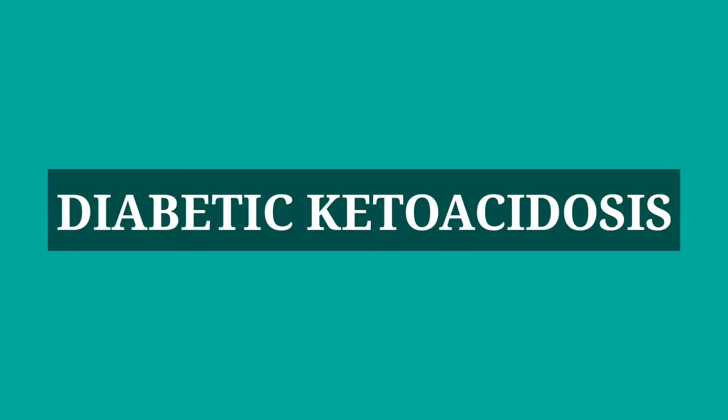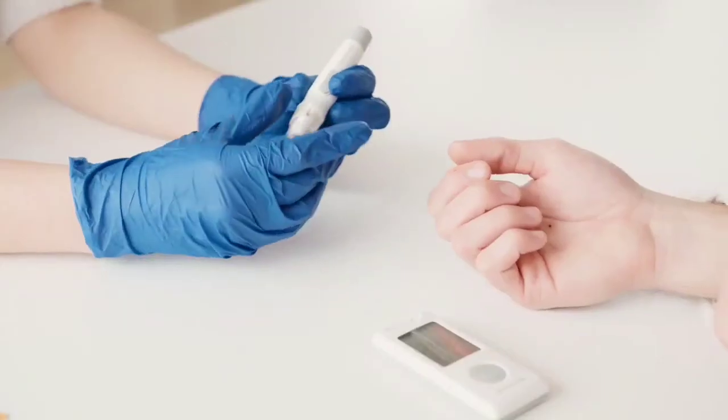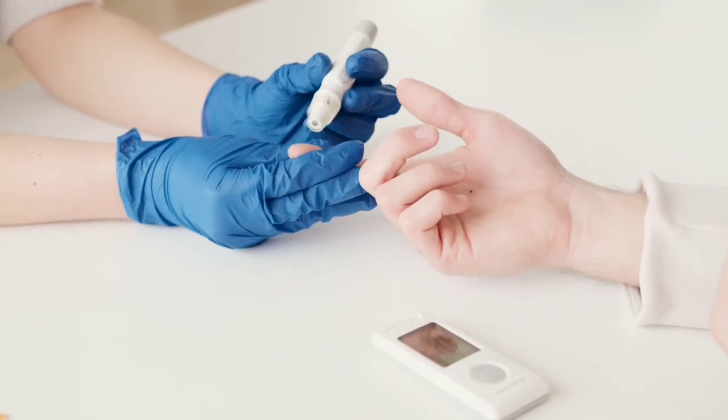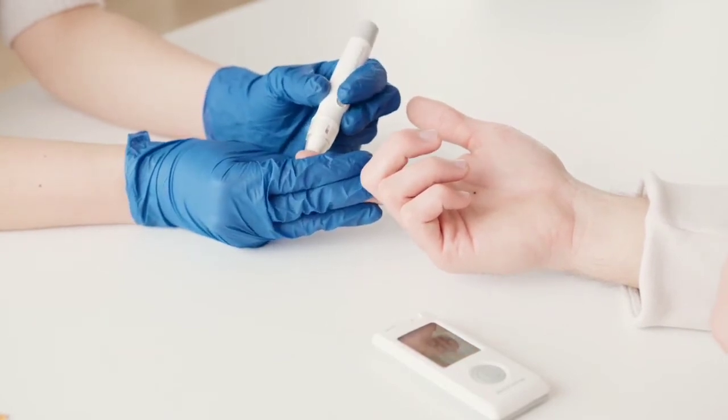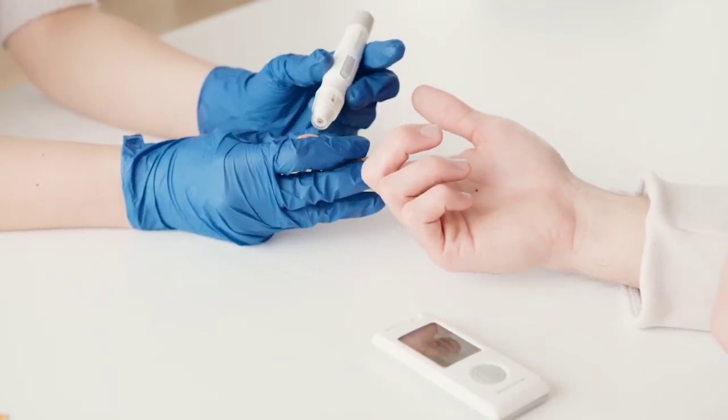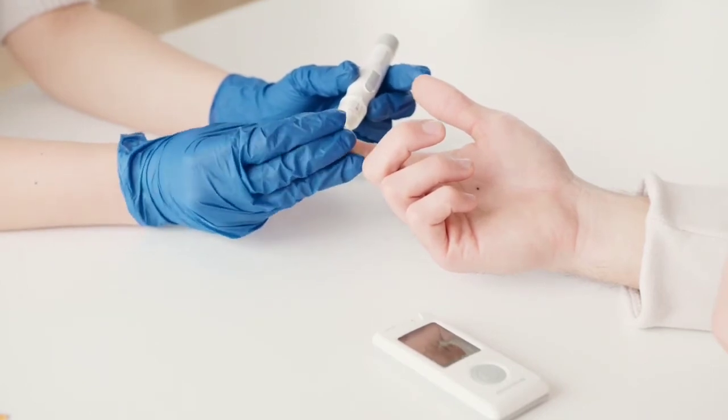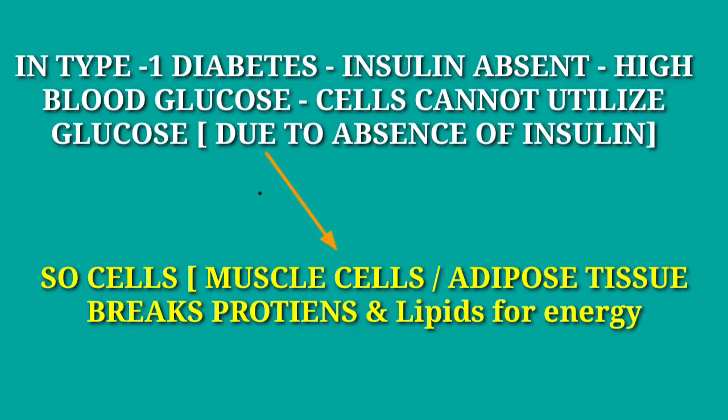Hi friends, today in this video we are going to learn about diabetic ketoacidosis. It is a condition seen in patients who have an absence of insulin. So it is actually seen in type 1 diabetic patients.